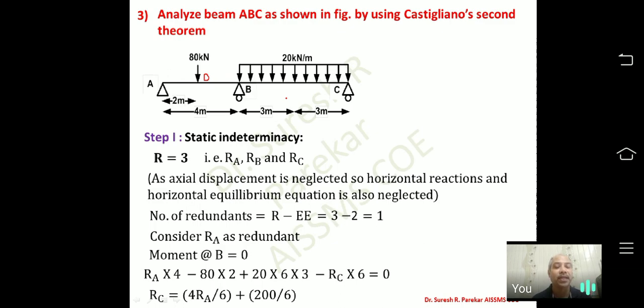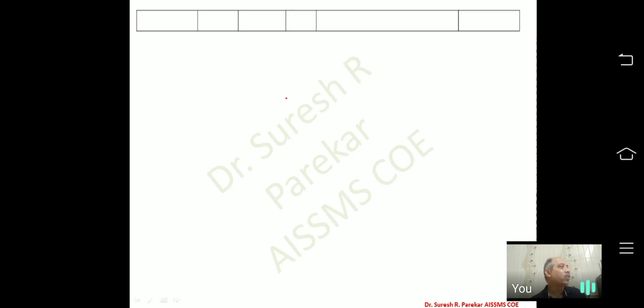Here we have taken moment about B. Why moment about B? Because RB we need not require to involve in our equation. So we have to take a moment about B, and that we have equated to 0. And now we will go with the table.